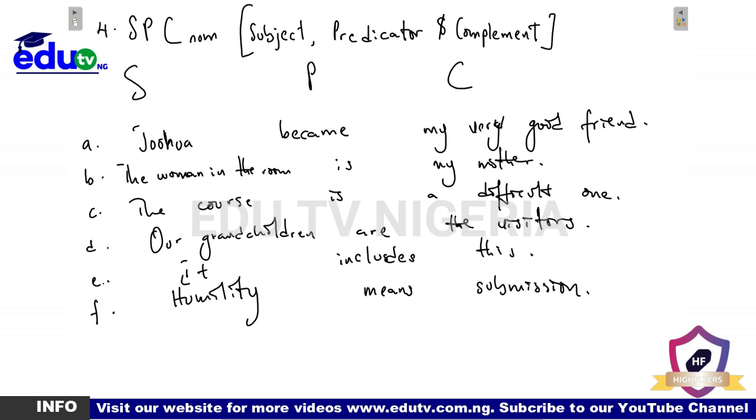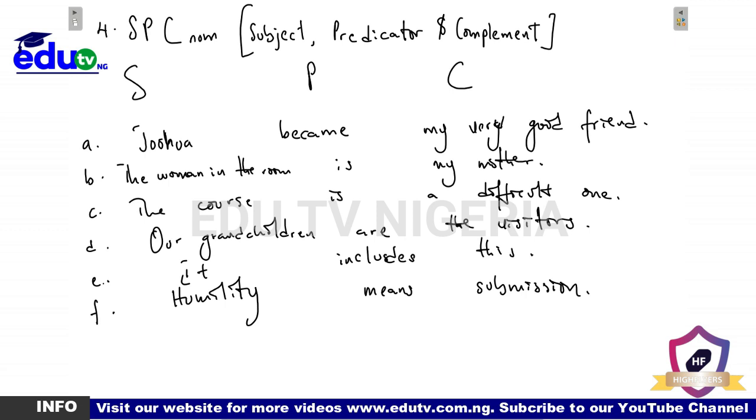For instance, when we say Joshua became my very good friend, the question I should ask you is, in that sentence, who is my very good friend? Joshua. Right? So my very good friend, which is your complement intensive, refers back to somebody who is what? Joshua. And then they maintain an intensive relationship. I could substitute Joshua for my very good friend. I could say Joshua is my very good friend, or my very good friend is Joshua. Do we get it? The woman in the room is my mother. So who is my mother? The woman in the room.